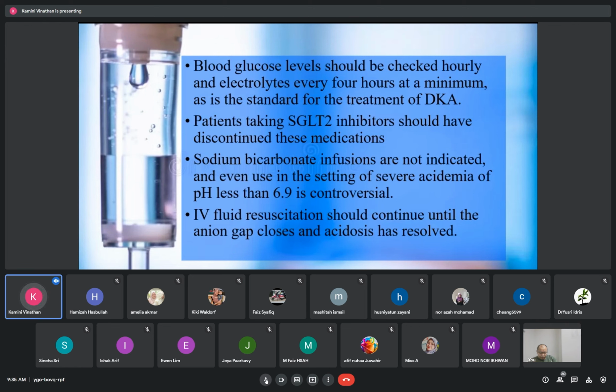Sodium bicarb infusion is not indicated even in the setting of severe acidemia where the pH is less than 6.9. It's still controversial. IV fluid resuscitation should continue until the anion gap closes and acidosis has resolved.